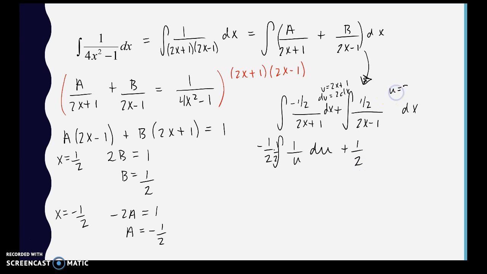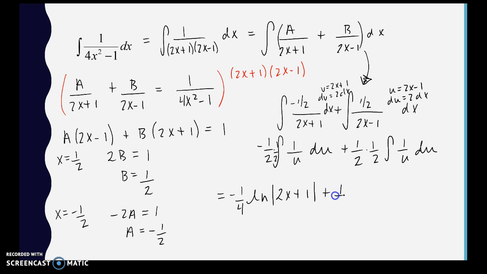This will have the seemingly same u substitution. Another 1/2 out front to balance it. Then I have 1 over u du. Now each of these integrals are our log rule again. So my final answer, negative 1/4 natural log of the absolute value of 2x plus 1 plus 1/4 natural log of the absolute value of 2x minus 1 plus c.